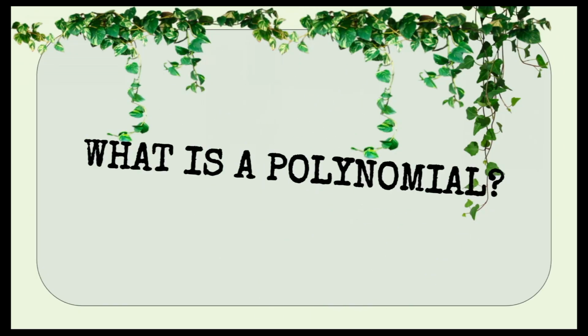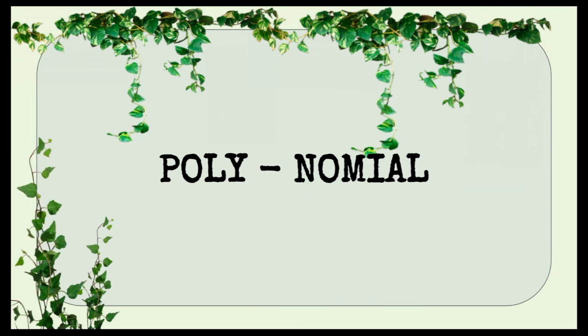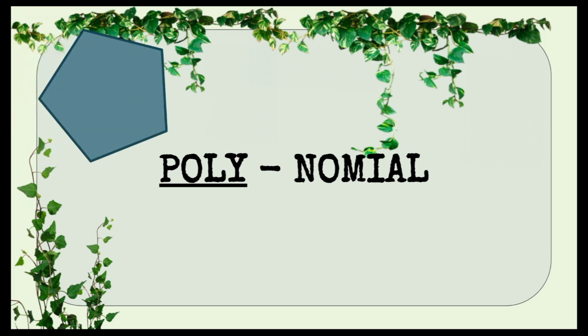So, what exactly is a polynomial? Well, when the word is broken down, we can see that there are two parts, poly and nomial. To start, the root poly is the Greek root word for many. Think about the word polygon, a 2D shape with many sides and many angles, like this pentagon. This pentagon has 5 sides and 5 angles.